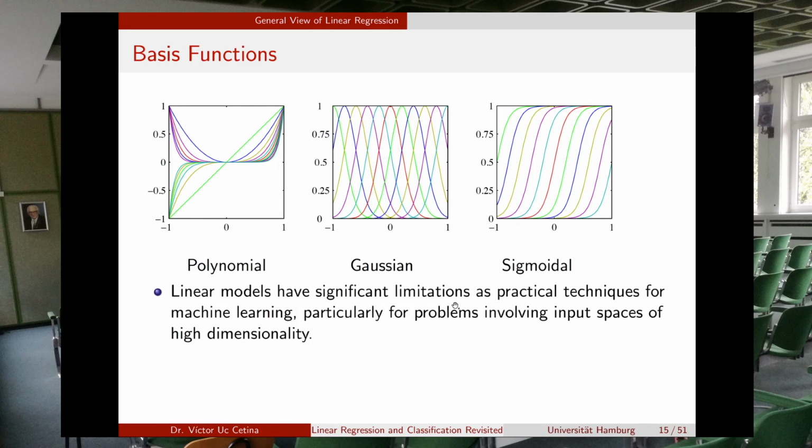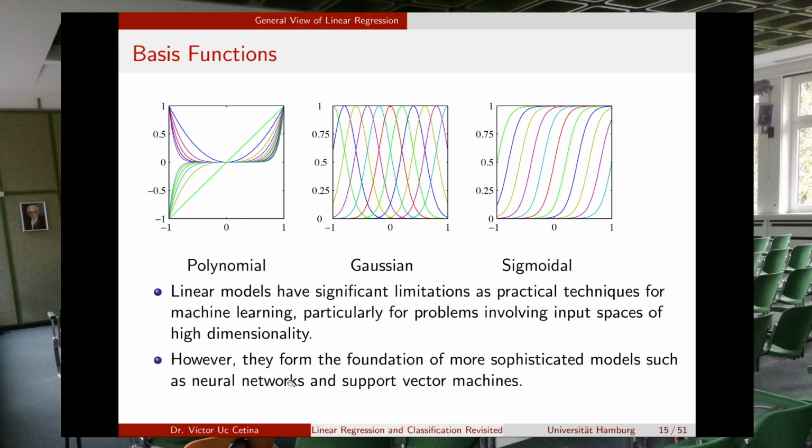So linear models have significant limitations as practical techniques for machine learning, particularly for problems involving input spaces of high dimensionality. Remember, these are basic models. We can get some degree of complexity or non-linearity using these basis functions, but they are still basic methods. However, they form the foundations of more sophisticated models such as neural networks and support vector machines. So these are the foundations of more complex methods.